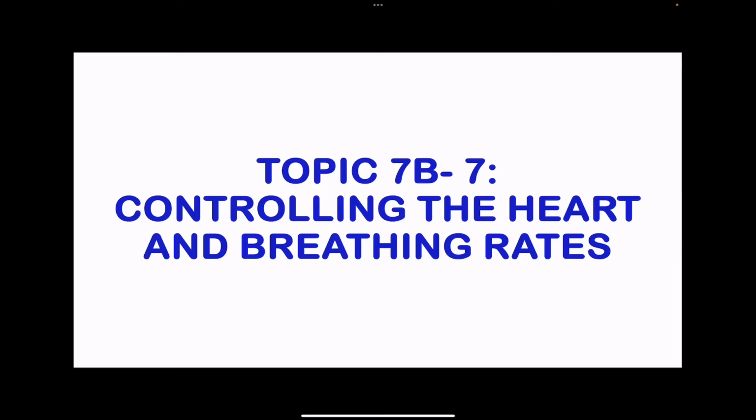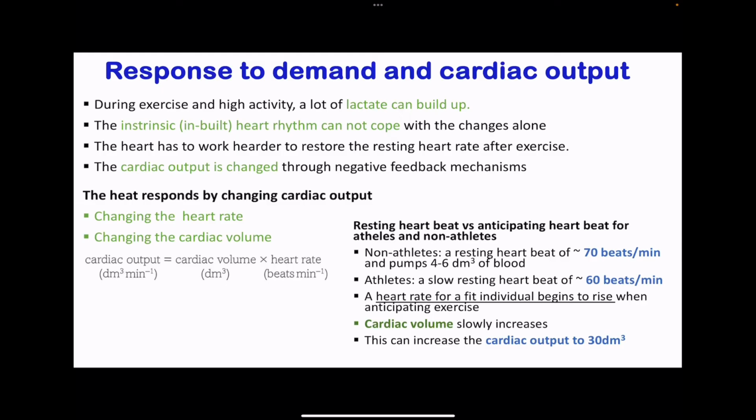In topic 7B7, controlling the heart and the breathing rates, we begin with response to demand and cardiac output. During exercise and periods of high activity, lactate is going to build up, and the intrinsic heart rhythm alone cannot cope with the changes that occur, so the heart has to beat faster and harder to get rid of the excess lactate. So cardiac output has to change in negative feedback control mechanisms.